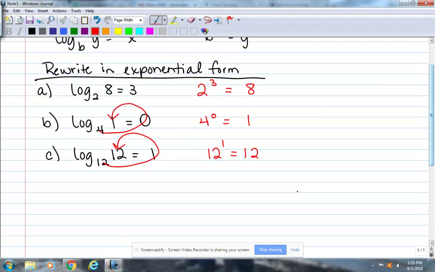How do you calculate it? You can't. We're just rewriting right now. You ain't typing in your calculator right now. We're not evaluating it. We're rewriting it. You're just rewriting it in exponential.